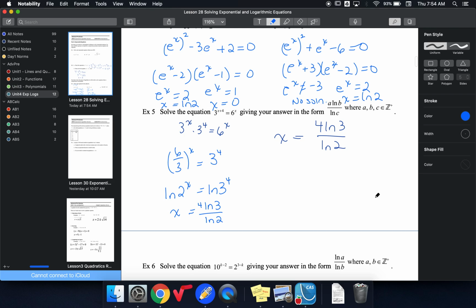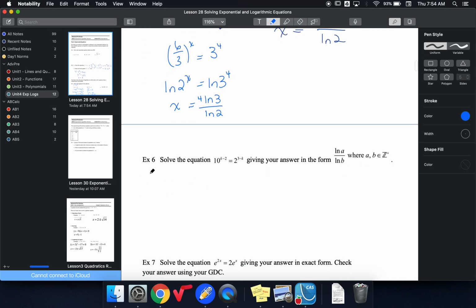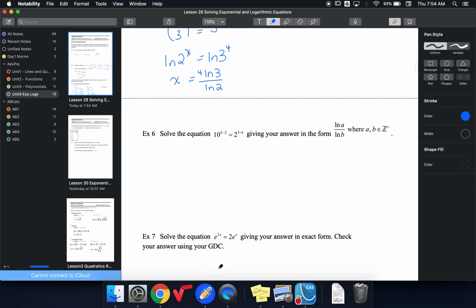All right, so you continue. I would like you to solve examples 6 and 7. Check your answer with your calculator. You can do that on both of those, and we'll talk about them more in class.